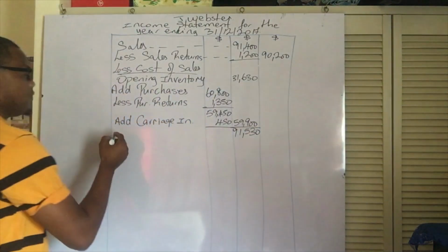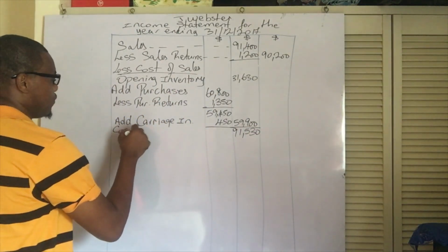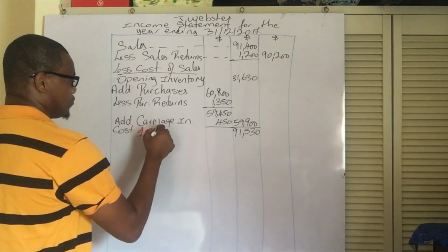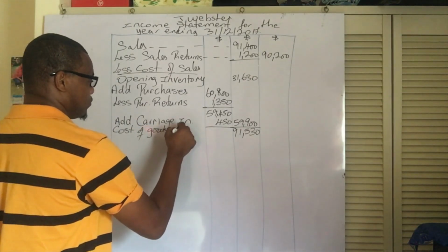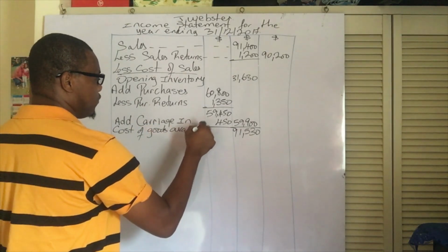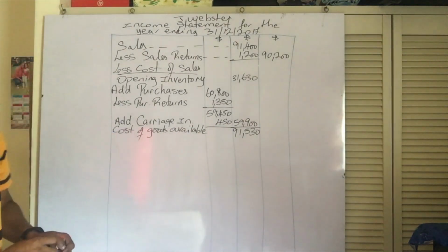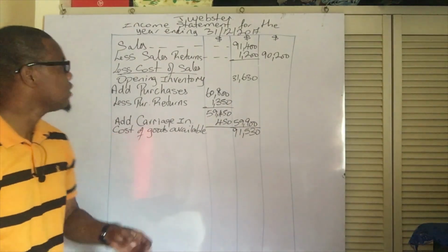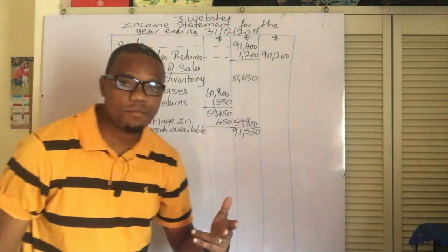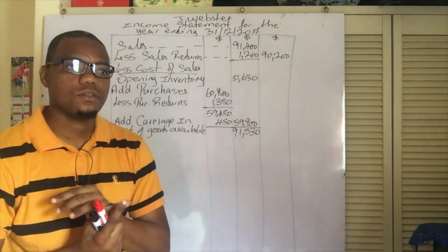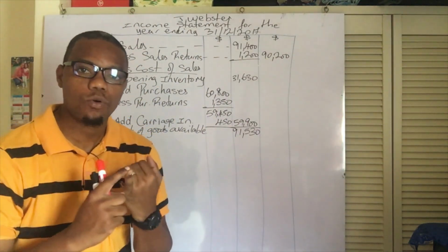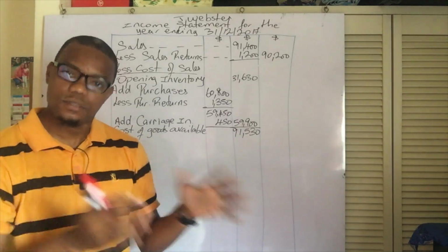Right? This figure actually has a name. You can call it the cost of goods available. This is the cost of goods you have available to sell, right? And it is pretty easy to understand if you try and reason it out. If you're starting a business, right, you start with some stock in the business, not true? So that's your opening stock.